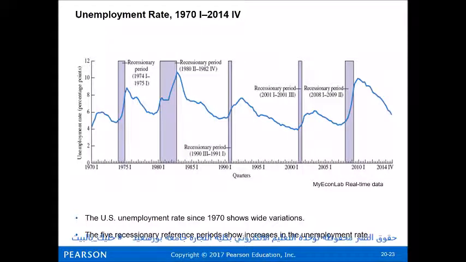The chart we have here shows unemployment rate for the United States during the period 1970 first quarter through 2014 the fourth quarter. We see that the U.S. unemployment rate since 1970 shows wide variations or fluctuations. The 5 recessionary reference periods show increases in the unemployment rate.